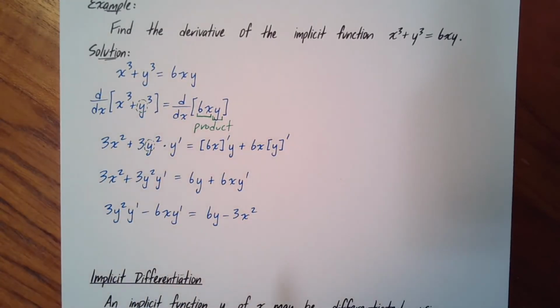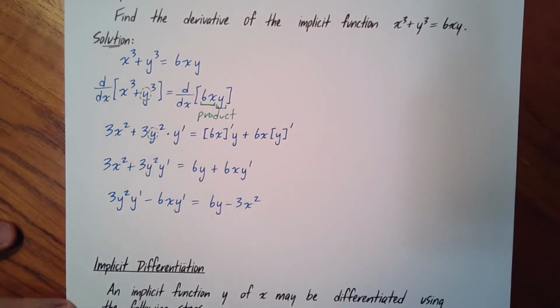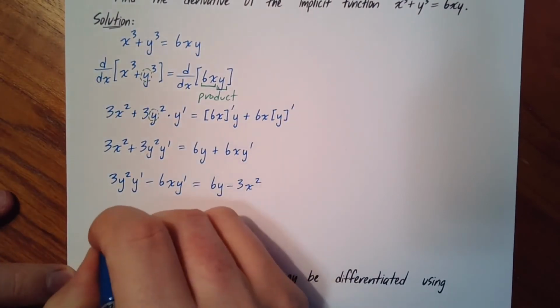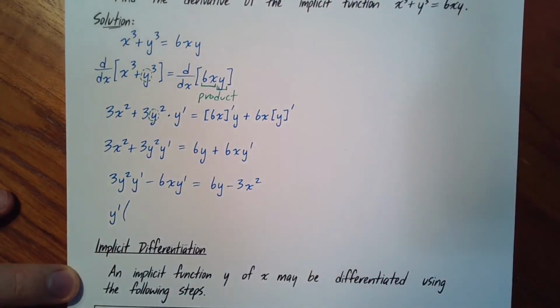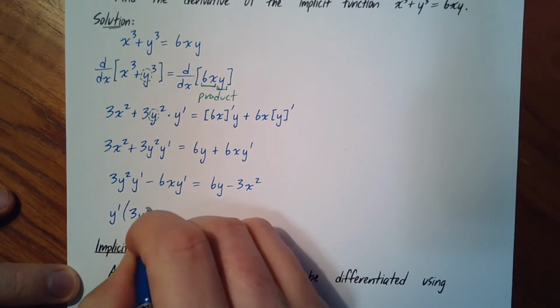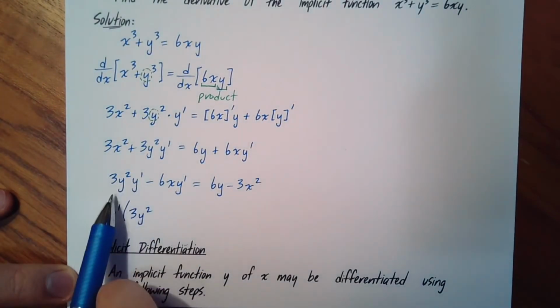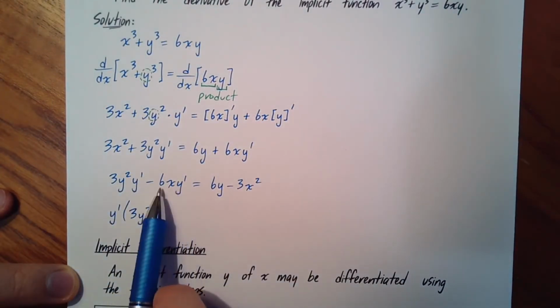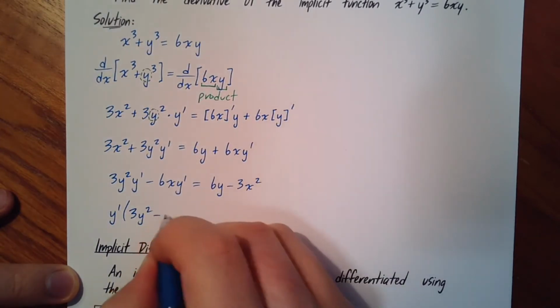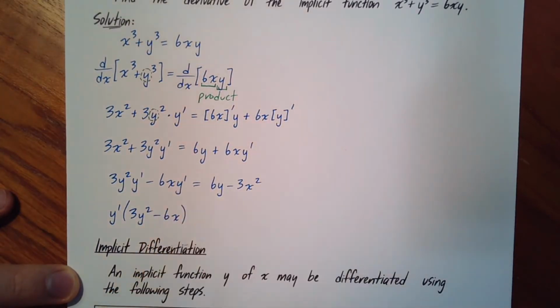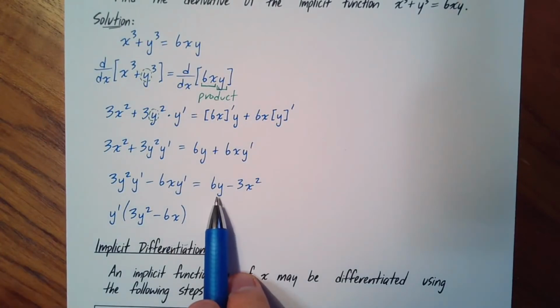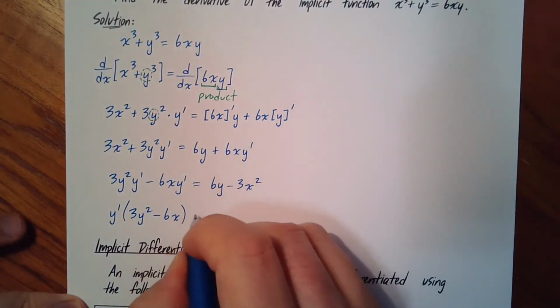And now the reason you do this is because everything on the left-hand side has y prime as a factor. So you have a common factor of y prime, which we can factor out. And that's what's going to allow us to actually solve for y prime. So I'm going to factor out a y prime, and I'm going to be left with 3y squared, because the first term will have 3y squared left. The second term, I'll have 6x left. Right? So I got minus 6x. And on the right-hand side, I've got 6y minus 3x squared.